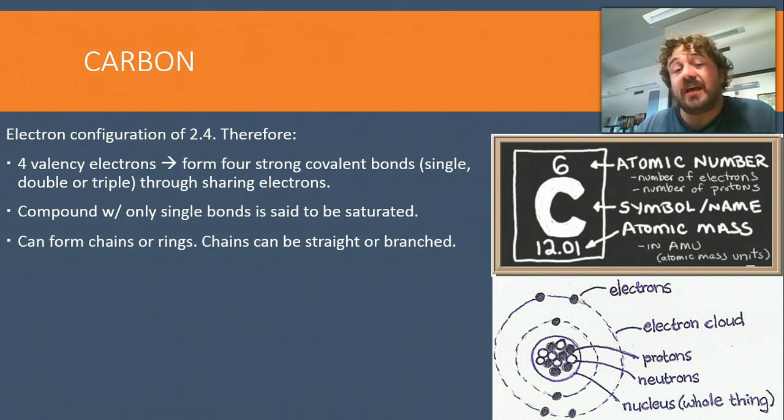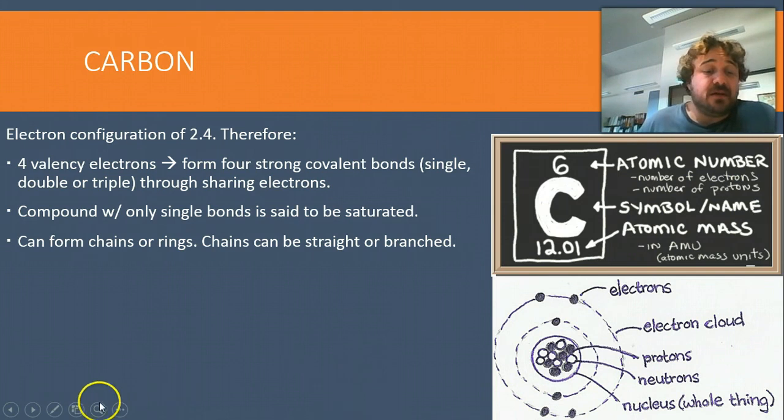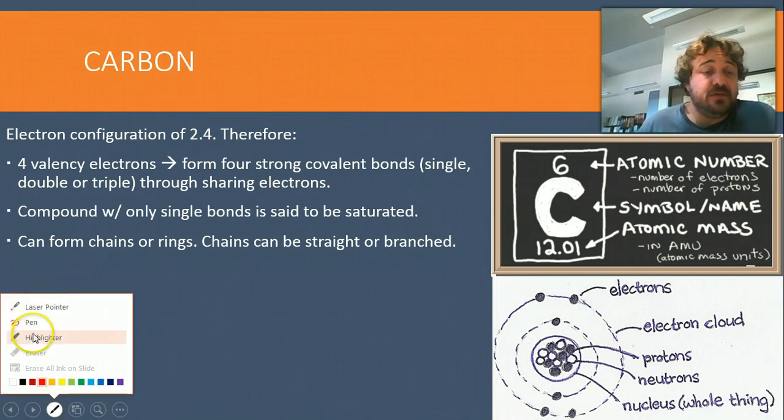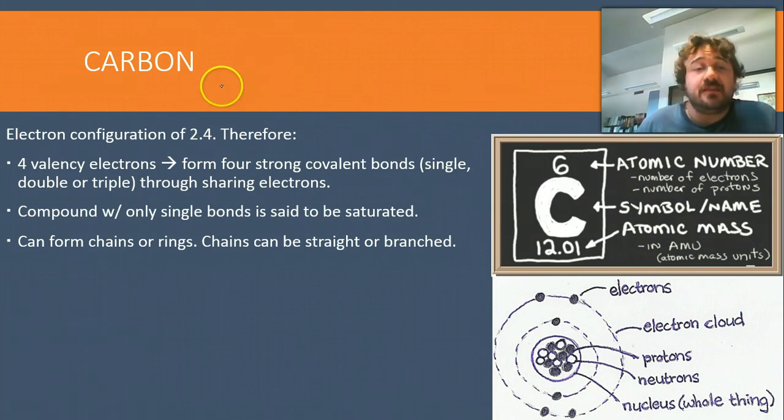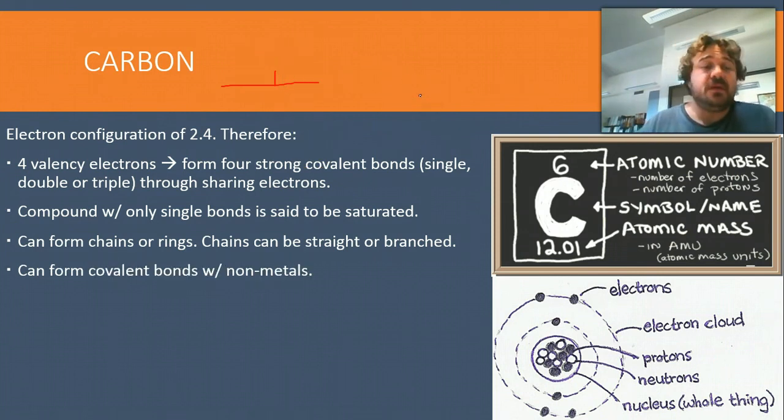Now we can form chains or rings. If your chain is a straight chain like this, we call it a straight chain, but if it's got something coming off the side, we call it branched. Now the carbon can also form covalent bonds with other nonmetals, and this is really important. This is what gives us the variety of carbon compounds out there.